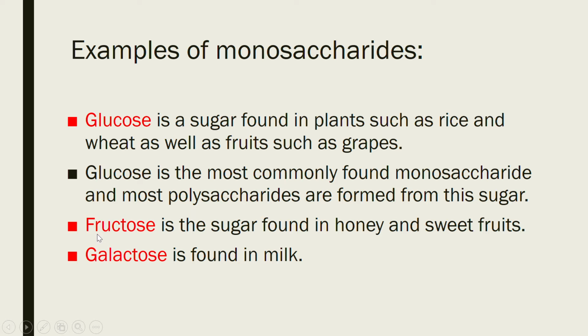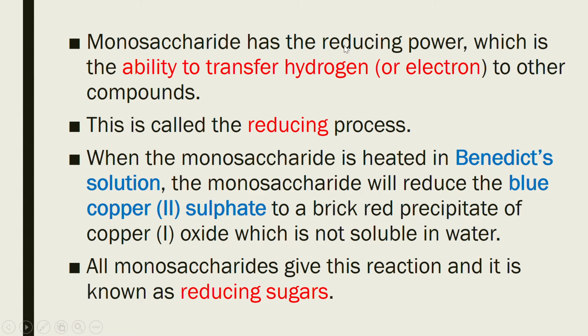Next, fructose is the sugar that is found in honey and in sweet fruits. And then galactose is related to milk. Monosaccharides have reducing power. We call them reducing sugars.